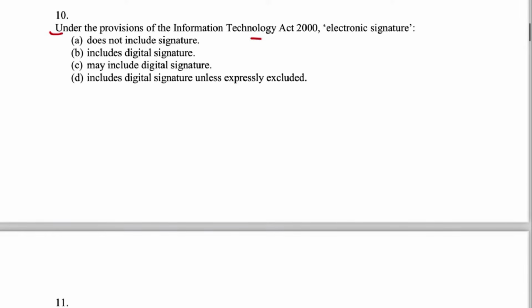Next is 10. Under the provision of IT Act, electronic signature does not include digital signature, or includes digital signature, or may include digital signature, or include digital signature unless expressly excluded. Includes digital signature. B is the answer. And where is the definition of this? In section 2(1)(ta) of IT Act.